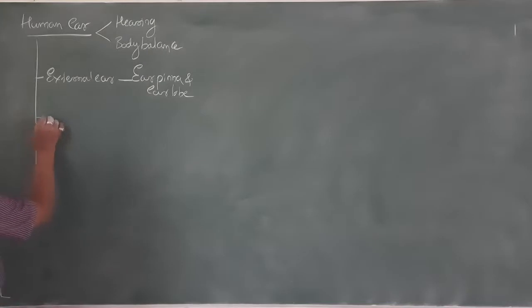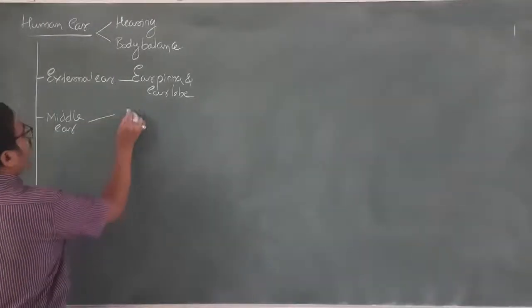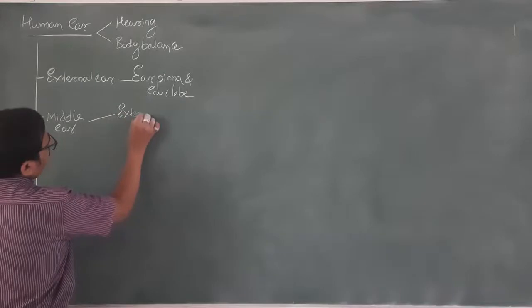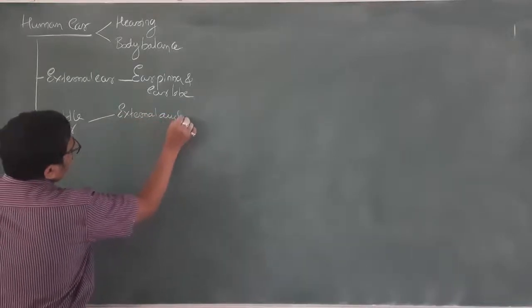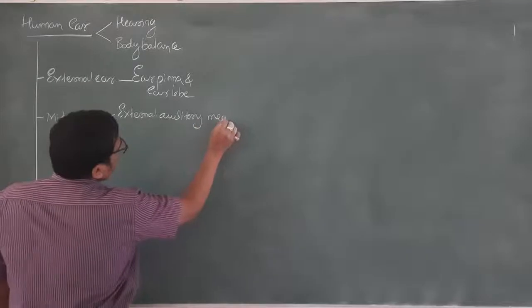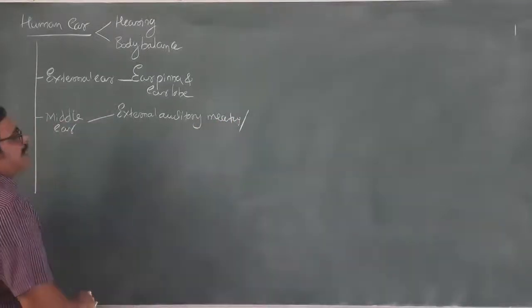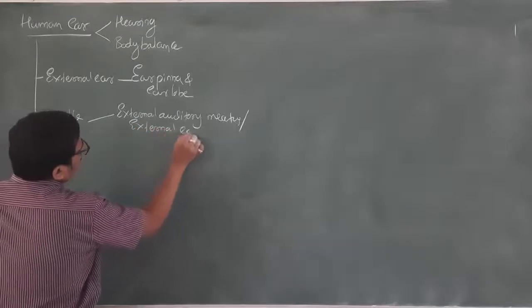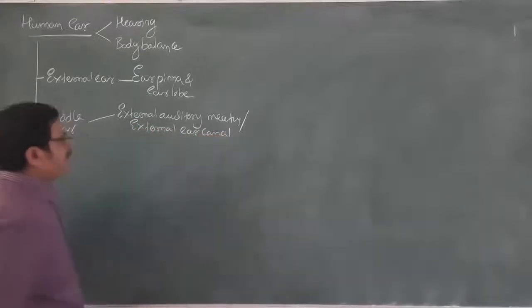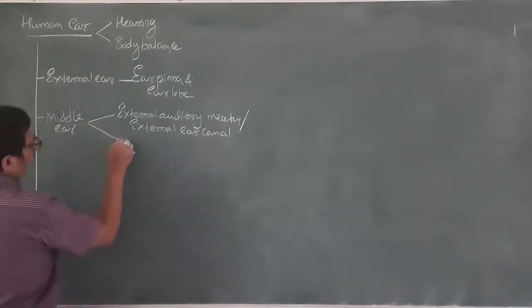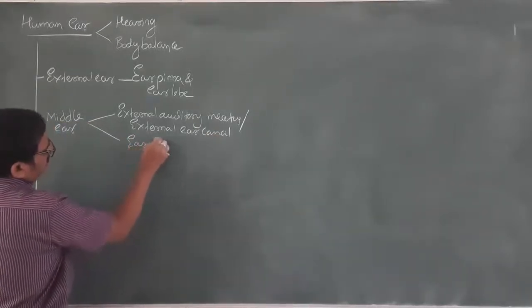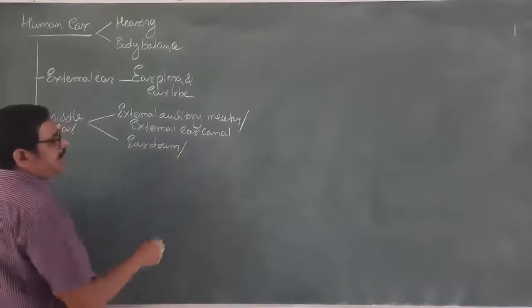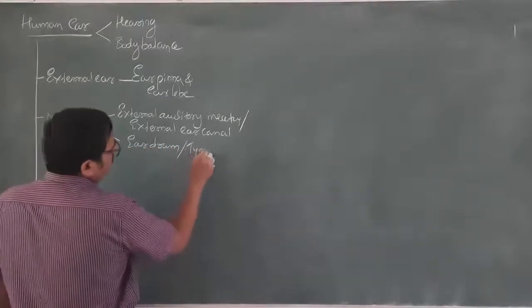Next is the middle ear. In the middle ear, what do we find? Let me tell you, there is a structure called the external auditory meatus. It is also called the external ear canal. Then there is one more part called the eardrum. The eardrum is also known as the tympanic membrane or tympanum.